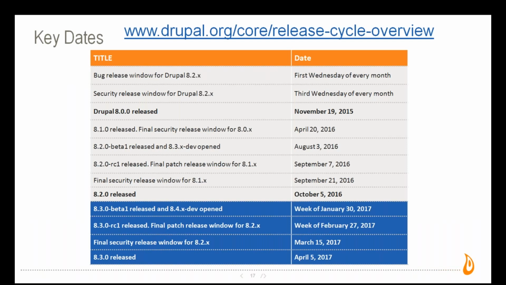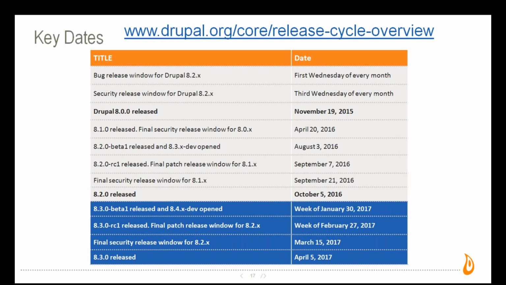There's a schedule, and most exciting to me, the team has been able to stick with this schedule. We've seen the releases occur on the dates as planned throughout the last year. So on November 19th of 2015, exactly 1 year ago, Drupal 8.0.0 was released. And then in April, we had the release of 8.1.0. So that was the final security release of our first minor version change.